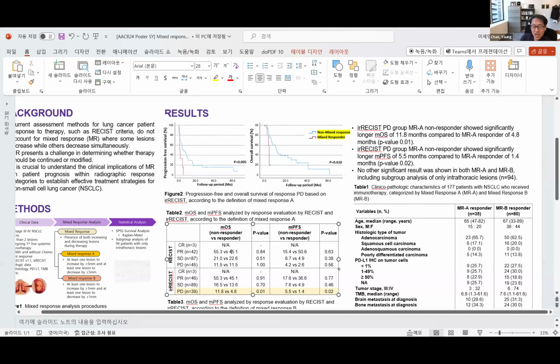And it's interesting, it only happens in iRECIST, not RECIST. So it's counterintuitive. You would think that with every lesion getting larger, those people will do worse in general, compared to some lesions showing shrinkage. But in this graph, both OS and PFS show that no mixed response did worse. So I wonder why.